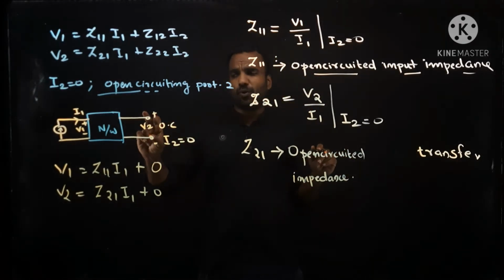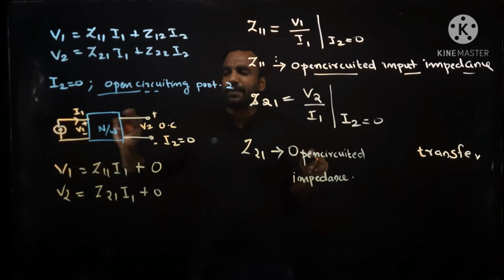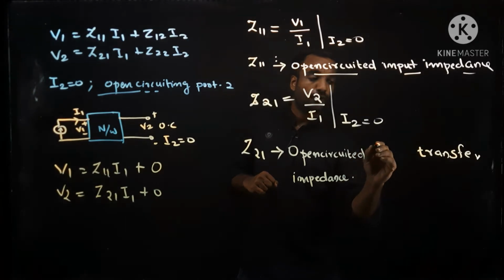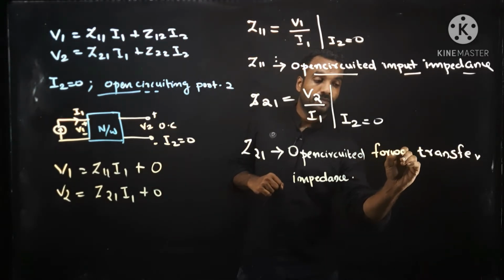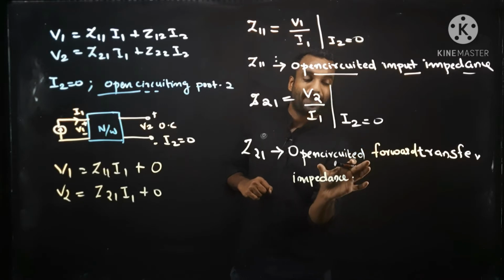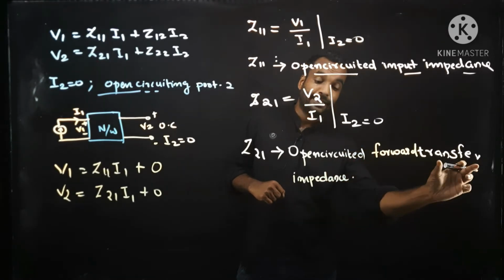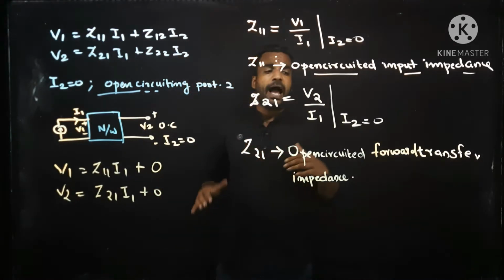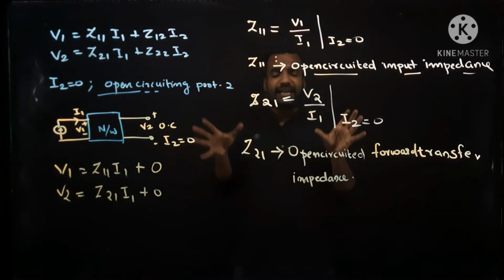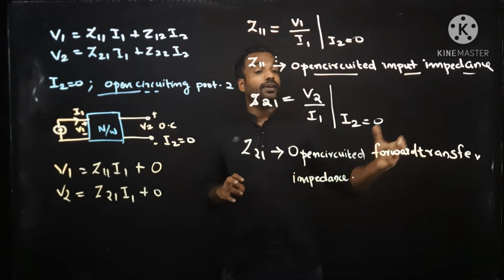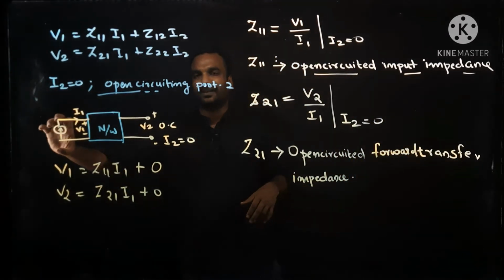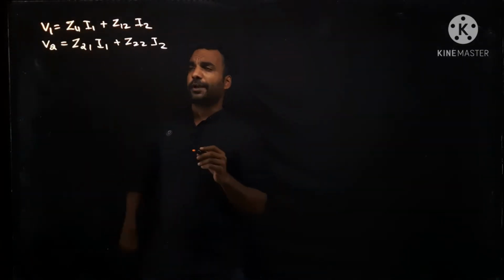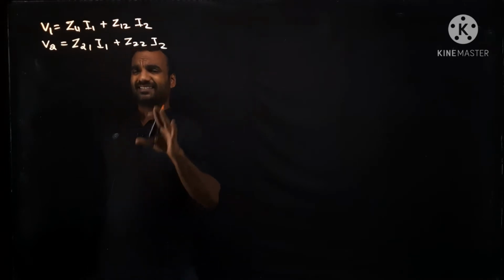So this circuit is having voltage. So we are supplying from primary side and measuring from the secondary side. This criteria is known as forward path. So what is the name? Open circuited forward transfer impedance. So Z21 is nothing but V2 by I1 at I2 is equal to 0, and its name is open circuited forward transfer impedance, because source is connected in the port 1. Okay.